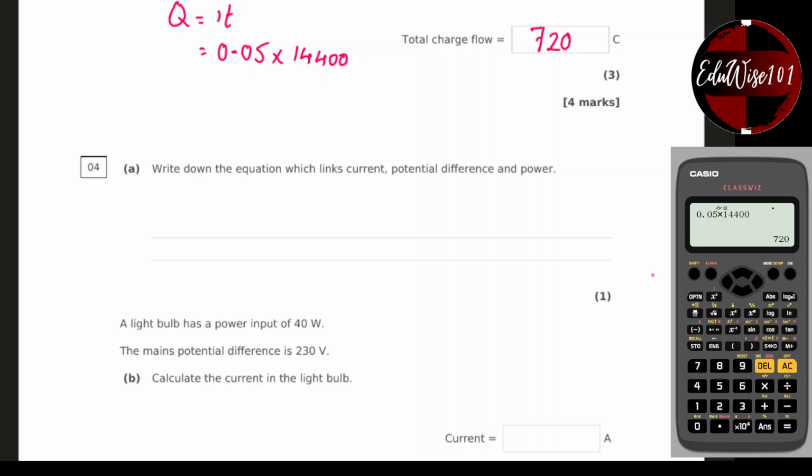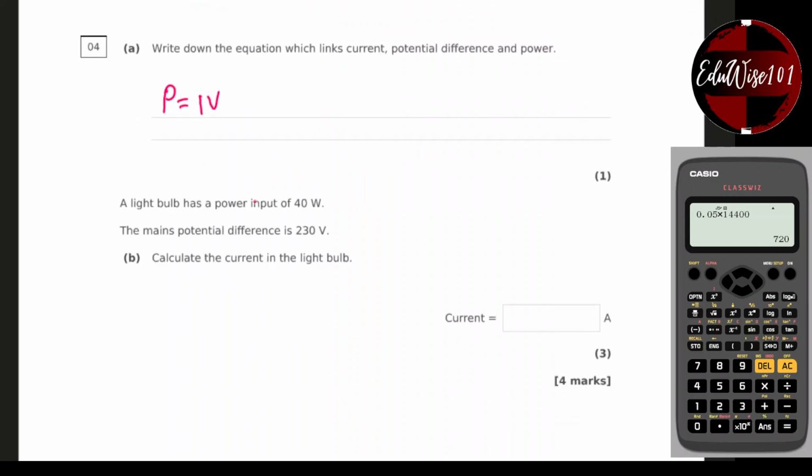Write the equation that links current, potential difference, and power. So again, using the equation sheet, P equals IV or VI. Power is equal to the current multiplied by the potential difference.